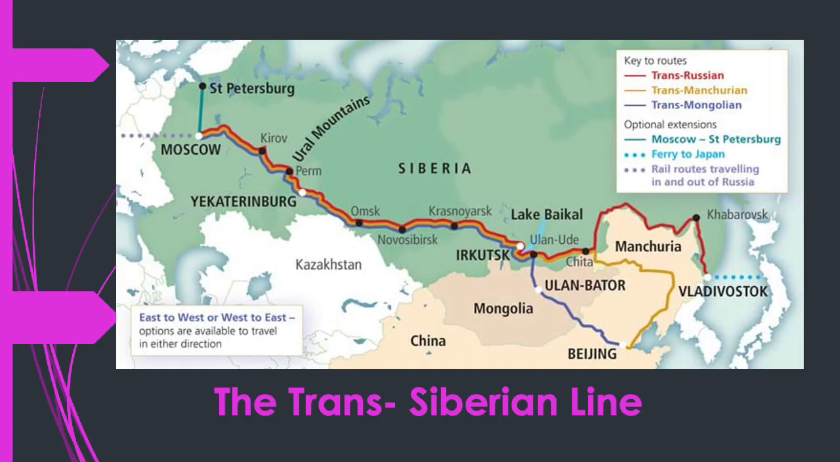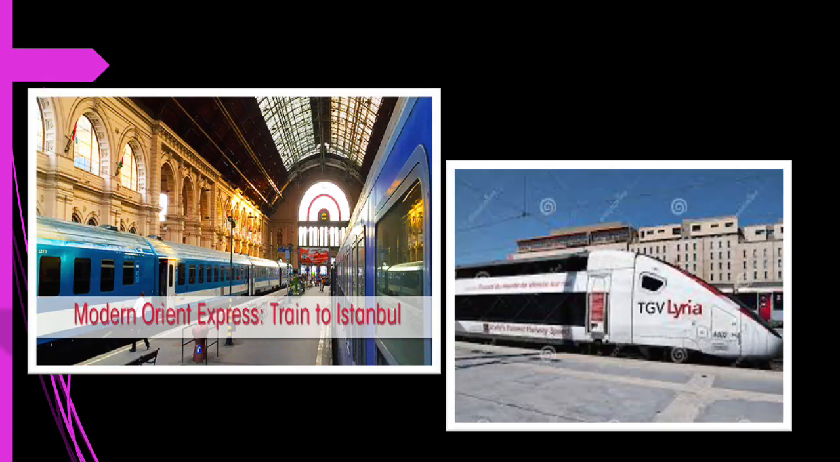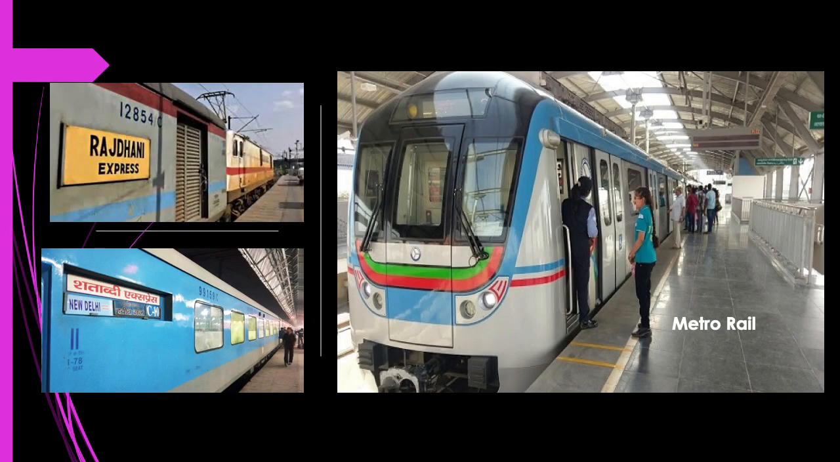Now this is the route of the Trans-Siberian railway line, and you can see it stretches across Europe and Asia. Here you can see the Grand Orient Express, which runs between Paris in France and Istanbul in Turkey, and the TGV, which is the fastest train in the world. Rajdhani Express and Shatabdi Express are the two fastest trains in India, and you can also see the metro rail system.